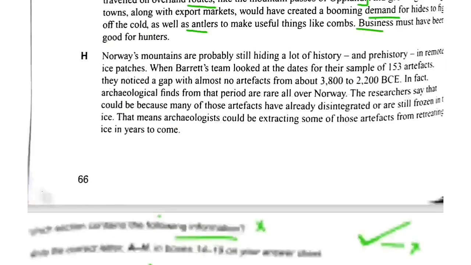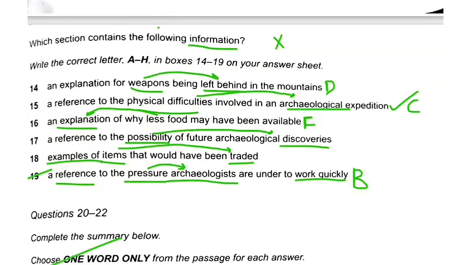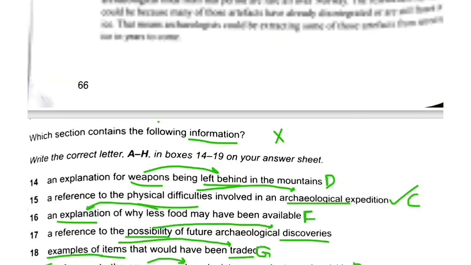Now we'll be looking at the matching information. A reference to the possibility of future archaeological discoveries. We have not discussed anything related to this, but here you can see examples of items that would have been traded. We have clearly seen about this in the paragraph G. We have clearly mentioned about the antlers.